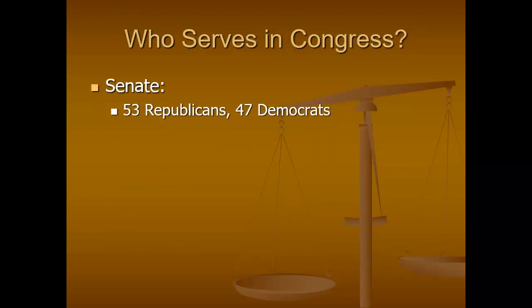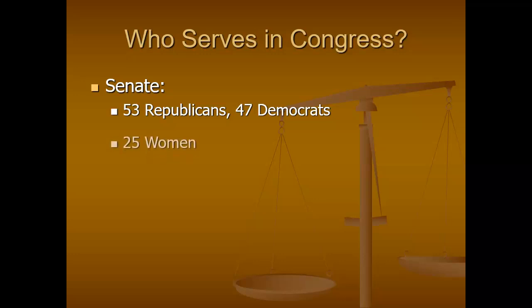The Senate is currently comprised of 53 Republicans and 47 Democrats. So while Democrats hold a majority in the House, Republicans hold a majority in the Senate. This circumstance, in which each party controls at least one branch of government, is known as divided government. Prior to the 2018 elections, Republicans held a majority of both chambers of Congress, as well as the White House. That situation, in which one party controls all the elected branches of government, is known as unified government.